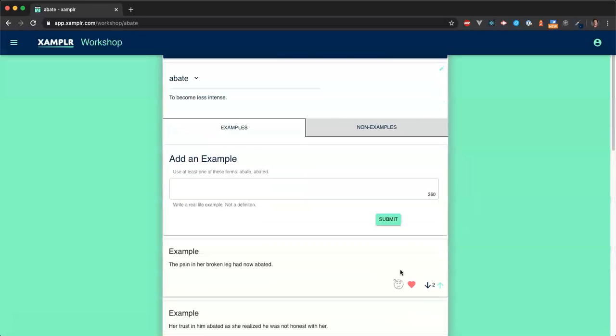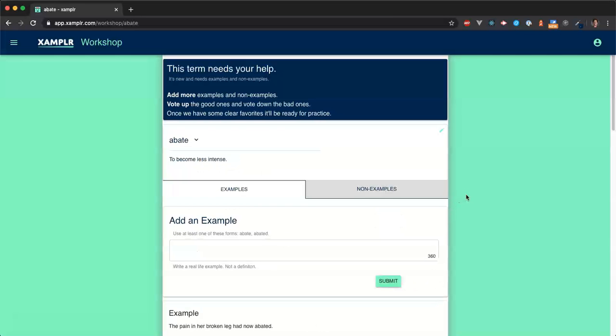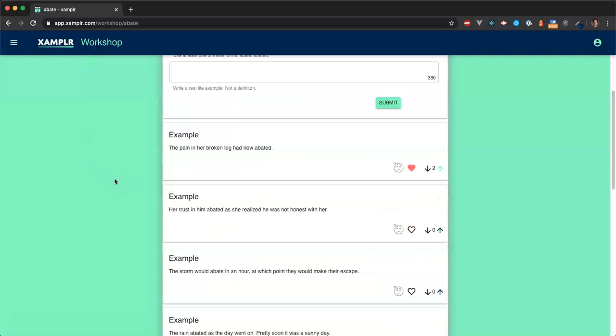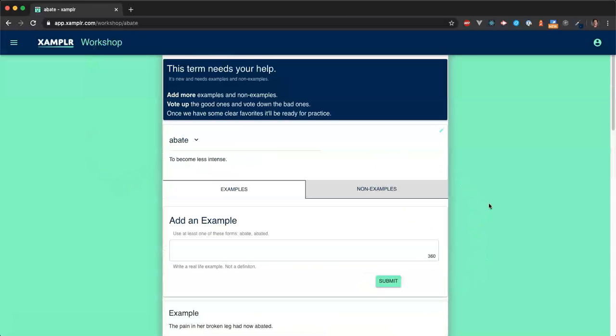So all of the voting and the writing that's going on in the workshop all becomes part of what Xamplr administrators will look at when we approve the term abate to go off of the workshop. We need to have some stock examples, and those are going to be the ones with the highest votes. So that's what the workshop is for. If it's used effectively, it'll drive terms off of the workshop and into practice mode sooner.